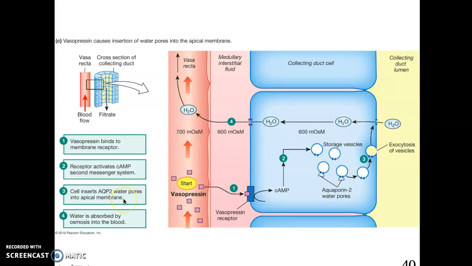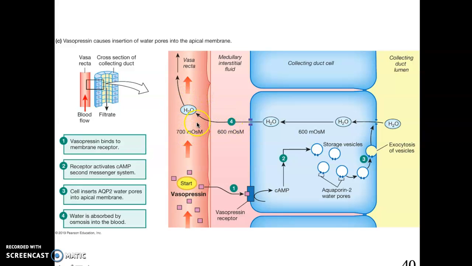So in step 3 here, the cell inserts the aquaporin water pores into the apical membrane. This is the apical membrane. And water is absorbed by osmosis. So now if we've inserted that in there, now water can travel in. So what used to be in the lumen of the collecting duct and was going to just exit the body as urine is now going to be saved. I'm going to save it because I've inserted that aquaporin. I'm going to bring it back into the cell, but it's not going to stop there. It's going to continue on here, and it's going to be absorbed by osmosis back into the blood.